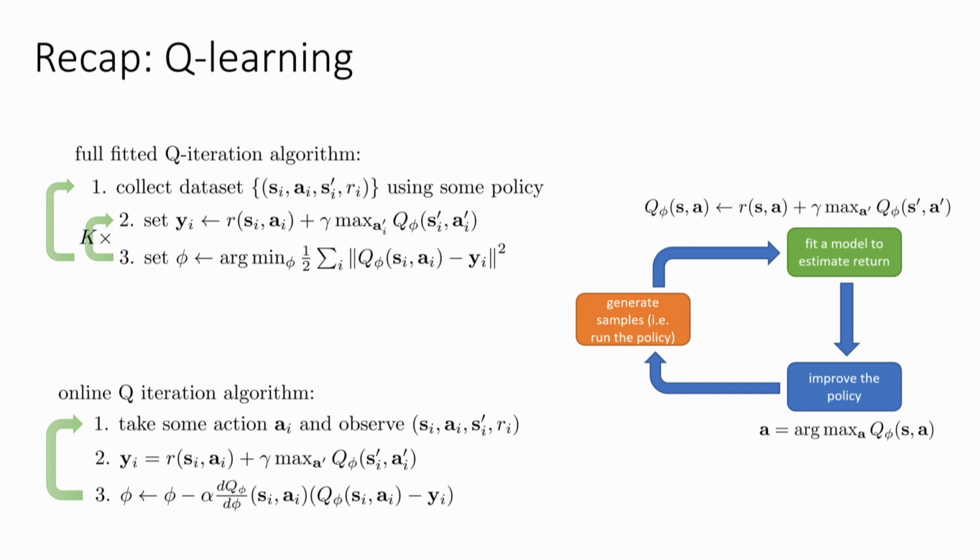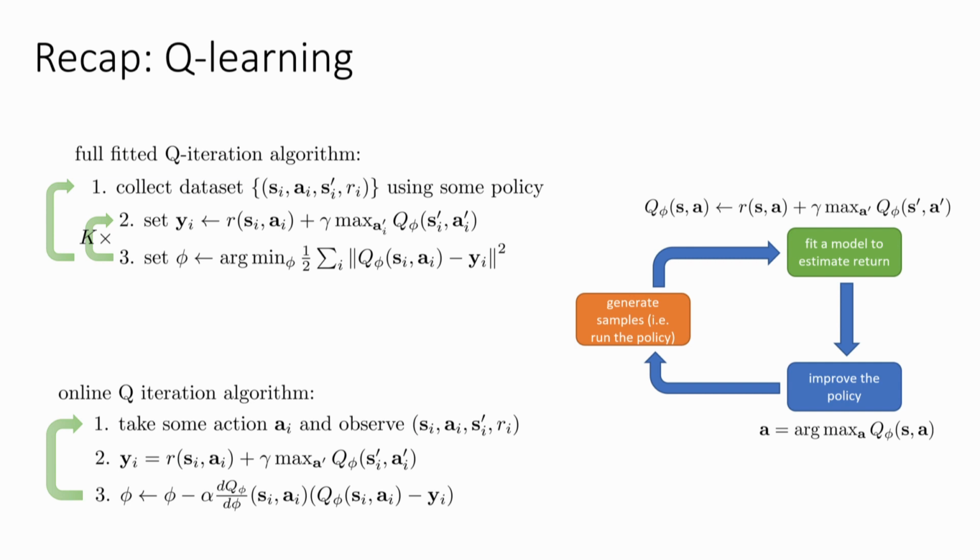And then the third step is when we actually train the network, train the Q function approximator by minimizing the difference between the Q values and the target values y that we computed in step 2. And in the most general case, we can alternate step 2 and 3 k times, and we can go back and collect more data if we so choose.